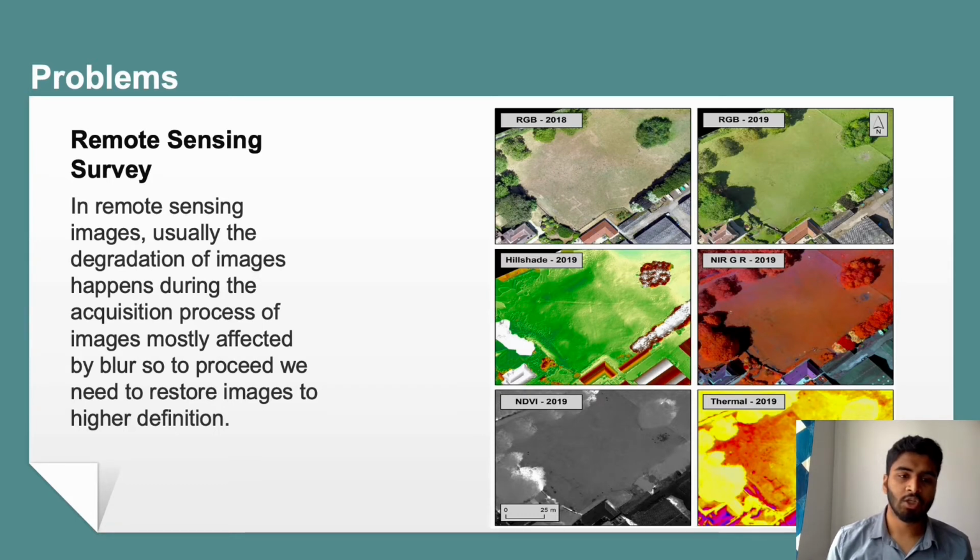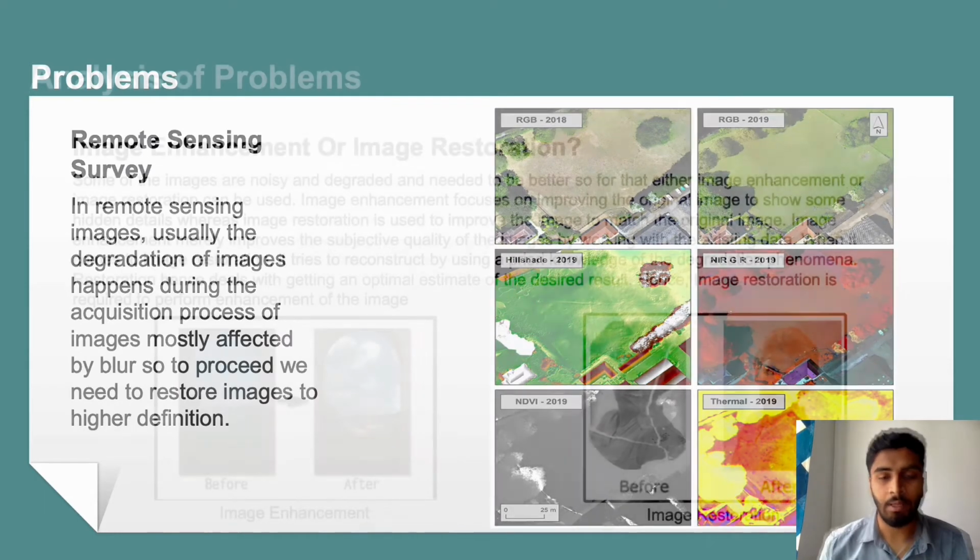Usually the degradation of images happens during the acquisition process of images, mostly affected by blur. So to proceed, we need to restore images to higher definition. This is done by the formula of image restoration, and by which we can distinguish the maps, the areas, and we can focus on the particular area we need to see.